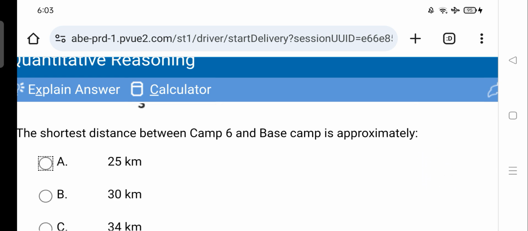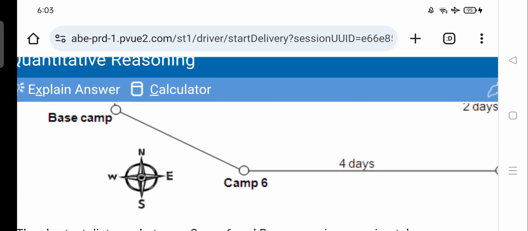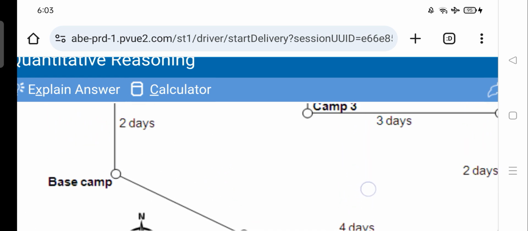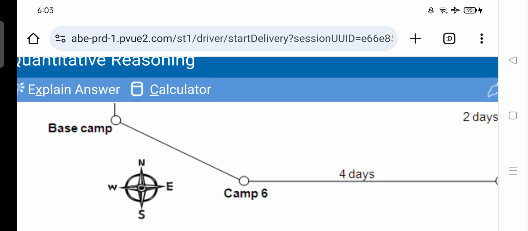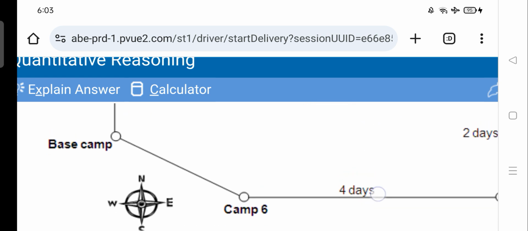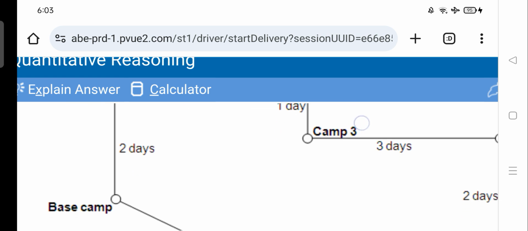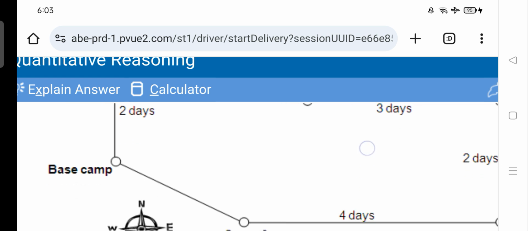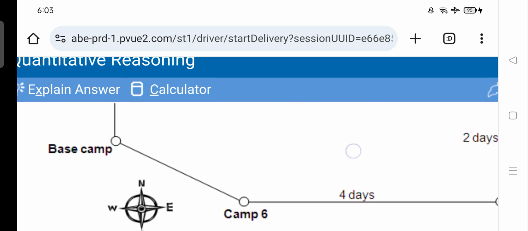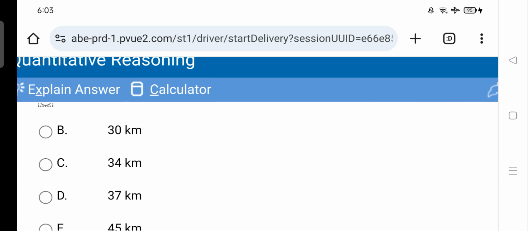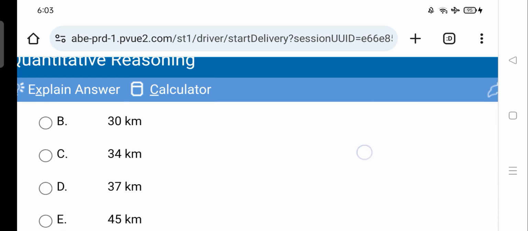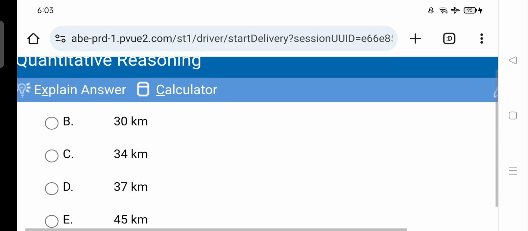In the question they asked the shortest distance between camp 6 and base camp is approximately. So here we have camp 6 and here we have base camp, but they tell the distance between camp 6 and camp 1 is 2 days. So we have to calculate the distance between camp 6 and this base camp. So let's see which one is the correct option and which one is the incorrect one.